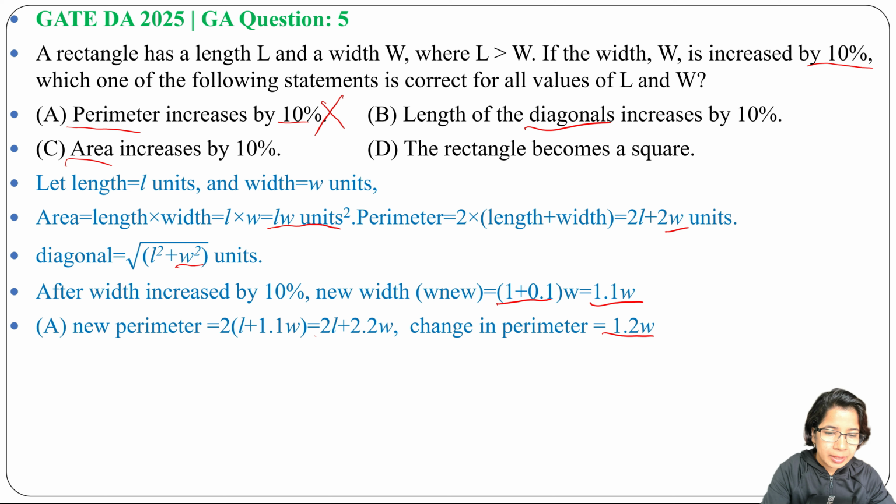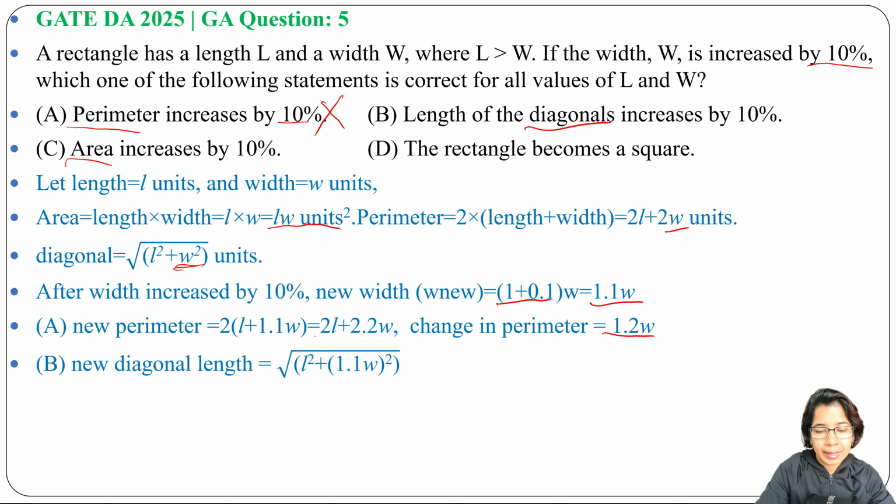Next option B, length of the diagonal increased by 10%. So in place of this W, we will write 1.1 W whole square. L square plus 1.1 W whole square, then root over. This is not 10%, right? So option B is also wrong.